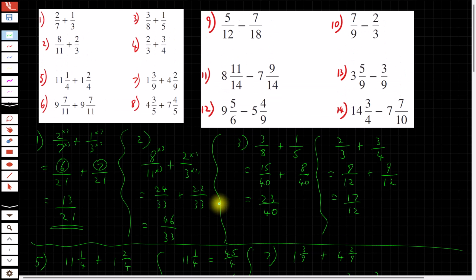Okay, so we've finished adding those fractions together. Now we need to look at the subtractions. So the adding and subtracting, the way we do the problem is exactly the same, except we subtract the top numbers, the numerators. So let's have a look at this one. 5 over 12 take away 7 over 18.